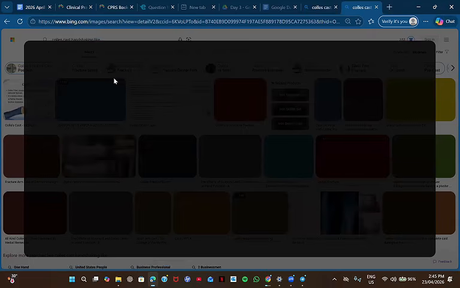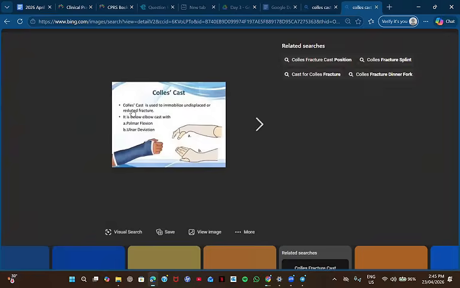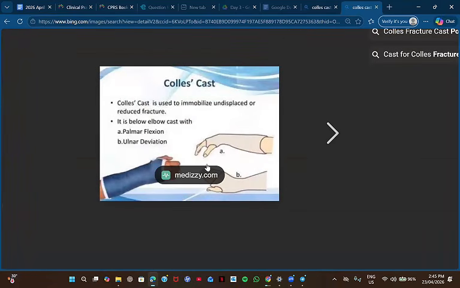Here, very important. This is the Colles cast, okay? So it's like a handshaking cast. You can remember it's like a handshaking cast below the elbow, and you should know how this presents: palmar flexion and ulnar deviation.